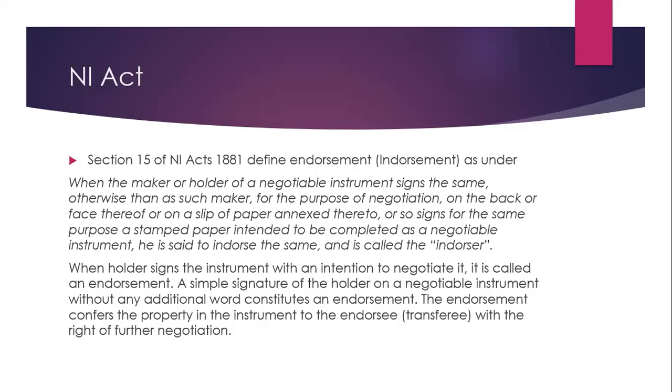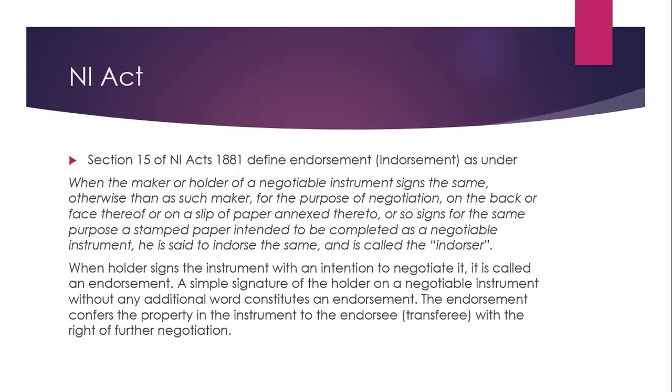Under the Negotiable Instruments Act, Section 15 defines endorsement as follows: when the maker or holder of a negotiable instrument signs the same, otherwise than as such maker, for the purpose of negotiation on the back or face thereof or on a slip of paper annexed thereto, or so signs for the same purpose a stamped paper intended to be completed as a negotiable instrument, he is said to have endorsed the same.